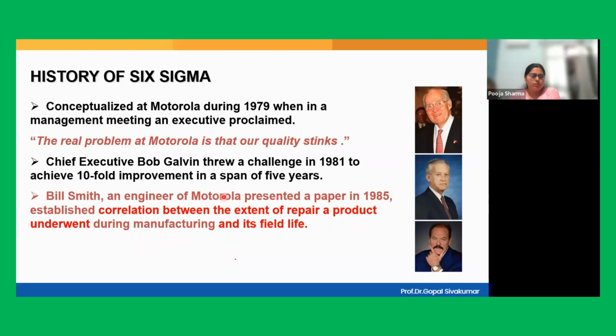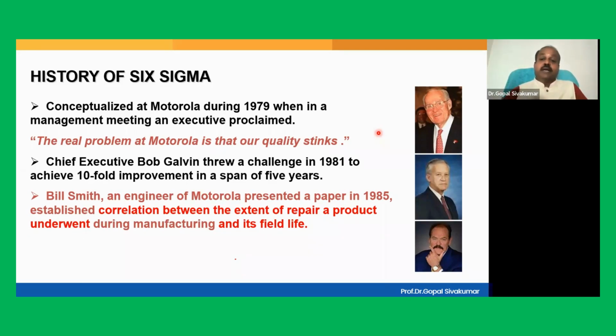Why was the responsibility specifically assigned to Bill Smith? Because he had already done some research. He studied that there is a correlation. Correlation means there is a relation. There is a relation between the extent of repair a product undergoes and its field life. You all know field life, right? A product, how long a product can remain in the working condition.